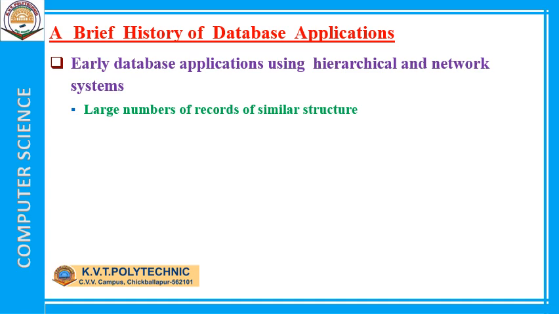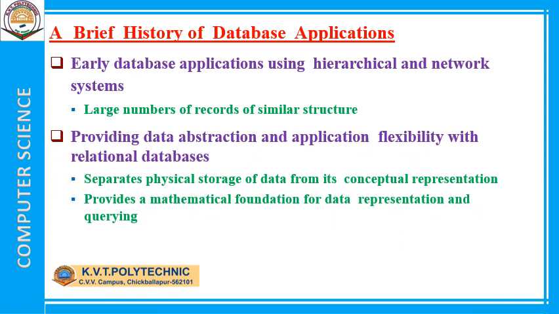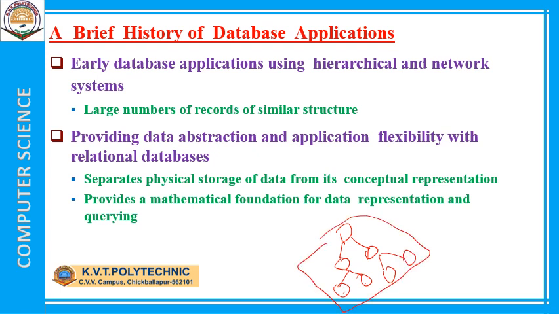See, for example, the history of database applications we'll consider. In the early database applications, they were using hierarchical and network systems. In the hierarchical systems, the data is stored in the form of trees: one parent node and child nodes, and again this will become a parent, and these are the two child nodes. Like this, the data is stored in a tree-like structure.